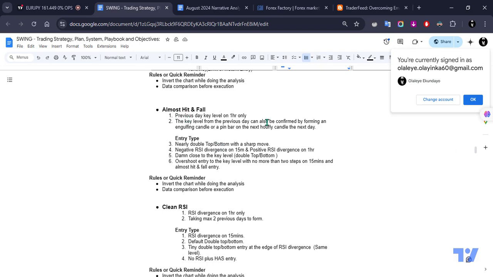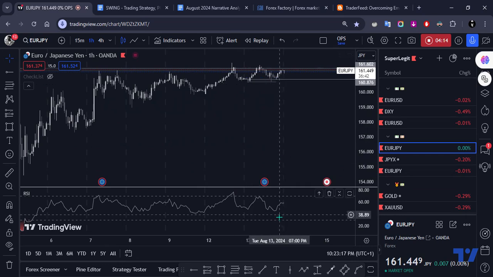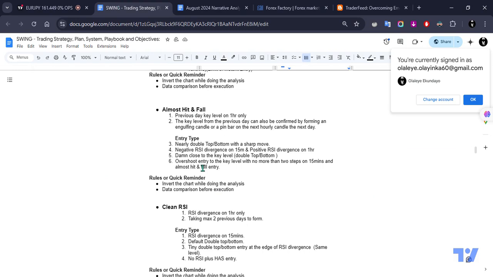Almost it previous day, yes, nearly double bottom, negative RSI on 50 minutes and positive on 1 hour. Let's check 1 hour. It's also negative. Now let's go to 15 minutes and check others. Down close to the key level. This overshoot to the key level with no more than 2 steps on 15 minutes.